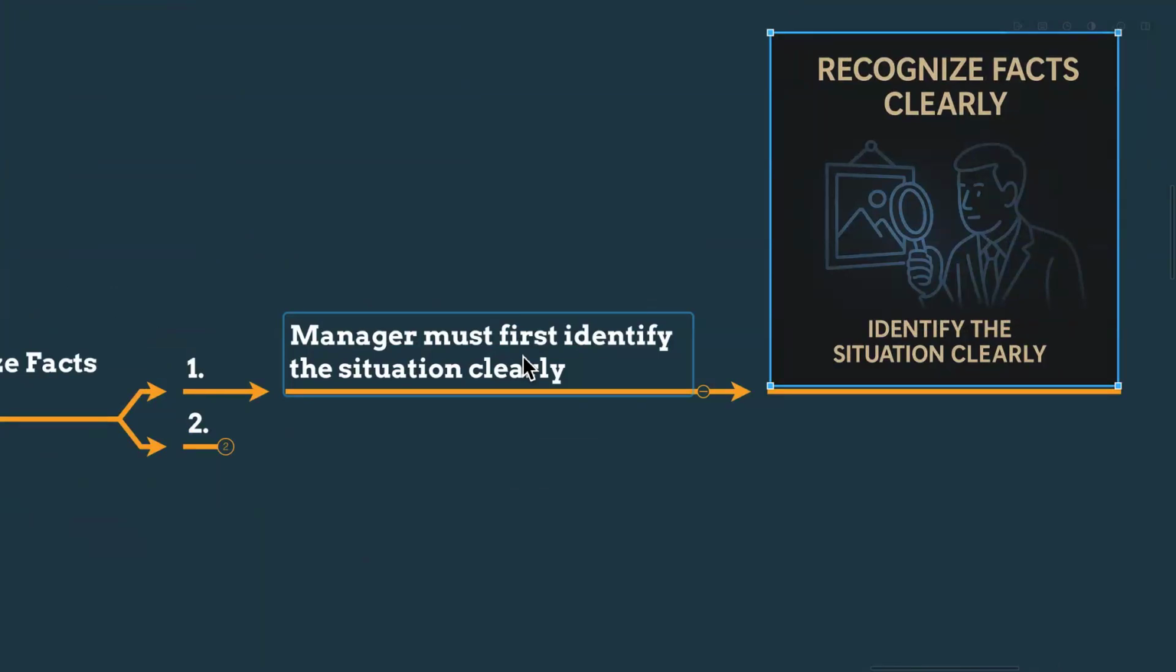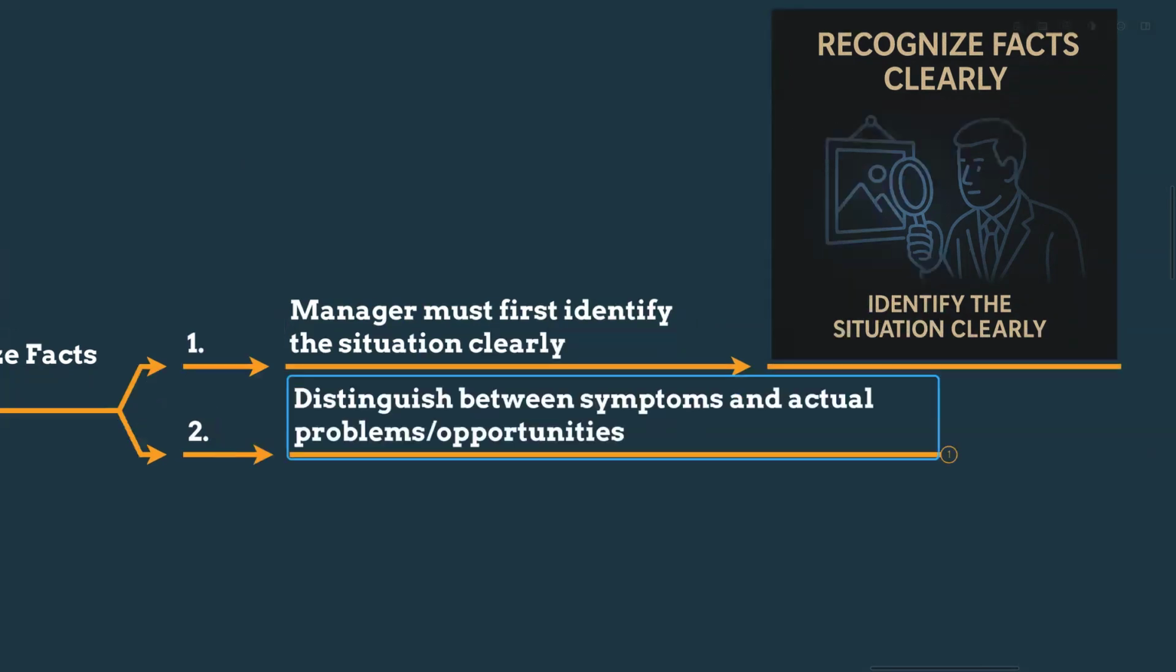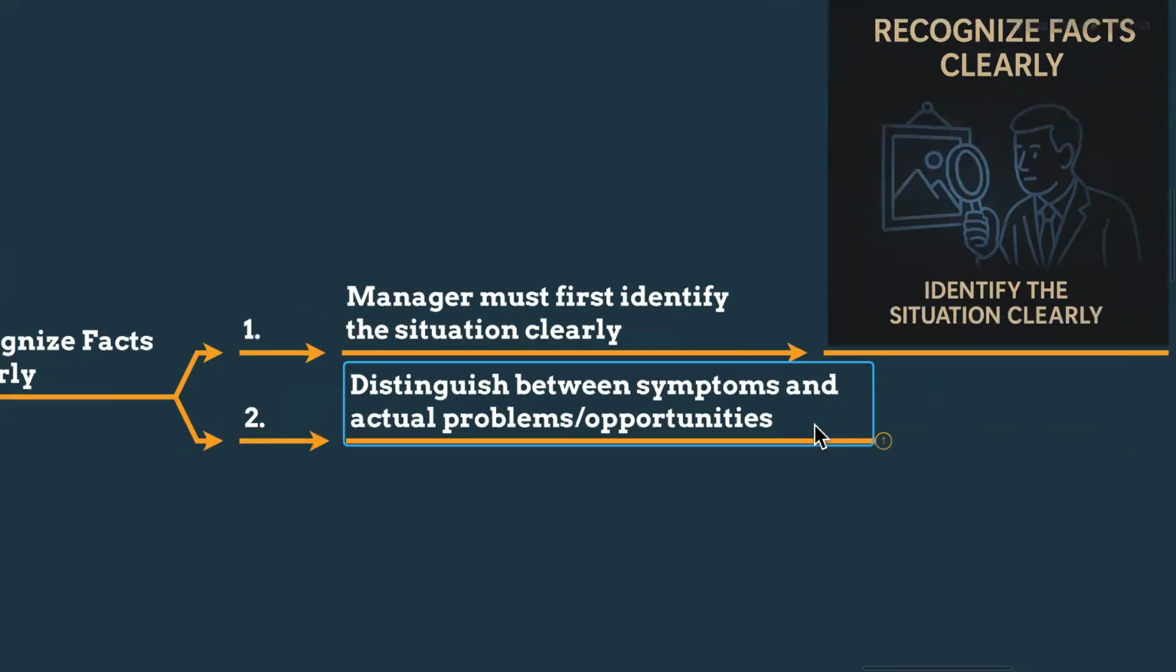Managers must first identify the situation clearly. For example, you notice few customers on weekdays. But is this a real issue or just a symptom of something deeper? So you are understanding the situation very clearly. The real problem is nearby competition opened with lower prices. That is the cause of your symptom: your empty store on weekdays, because a competitor opened with lower prices. So you identify the fact. That's the first step, right?